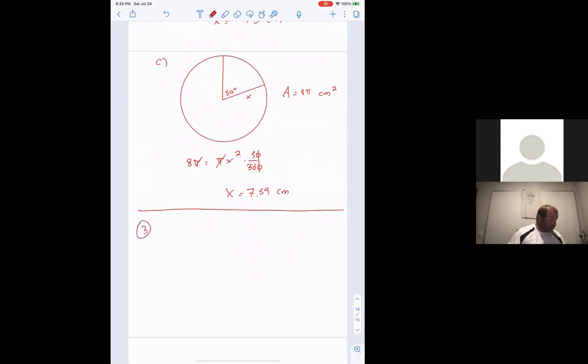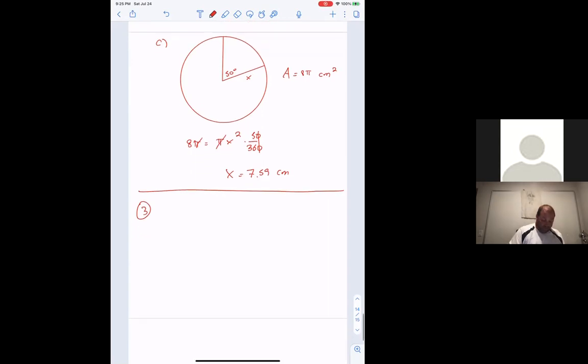Question number 3. Determine the area of the shaded region. So here's a circle, and here's a 90-degree angle, and we cut across there. The shaded region is that part right there. And there's two parts. There's A, where the radius is 8 centimeters, and there's B, where the radius is 12 centimeters.